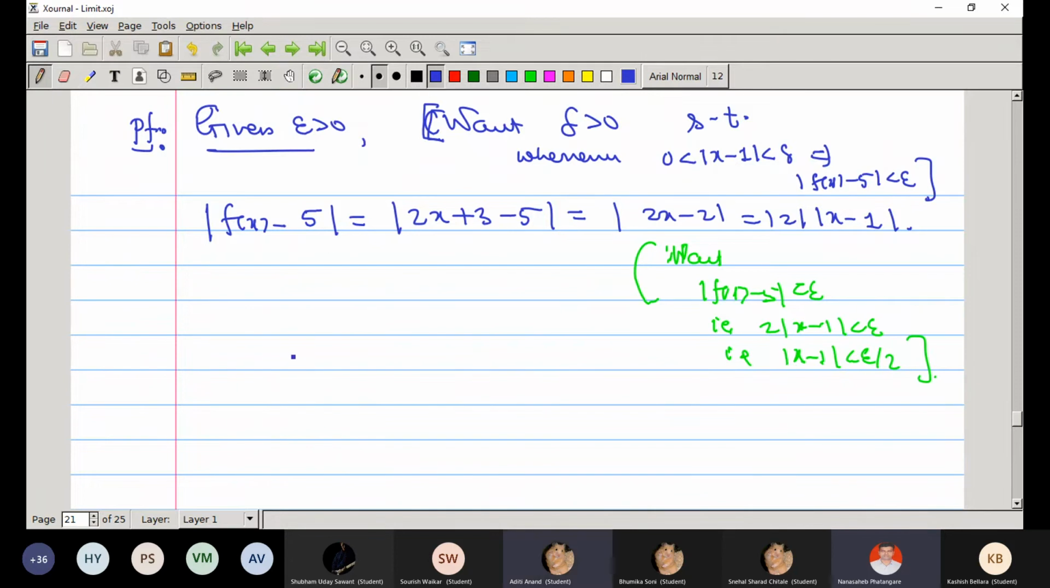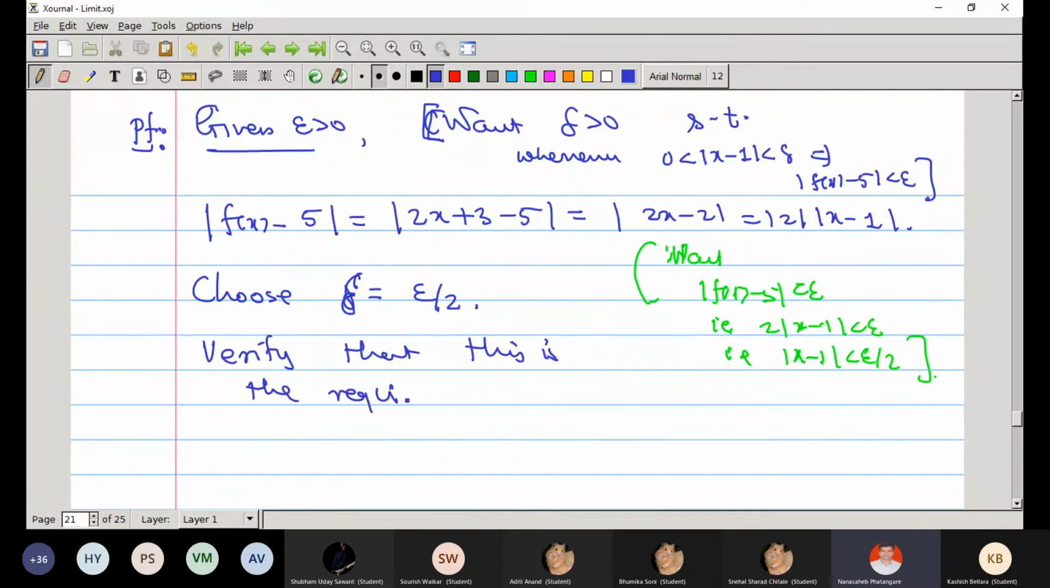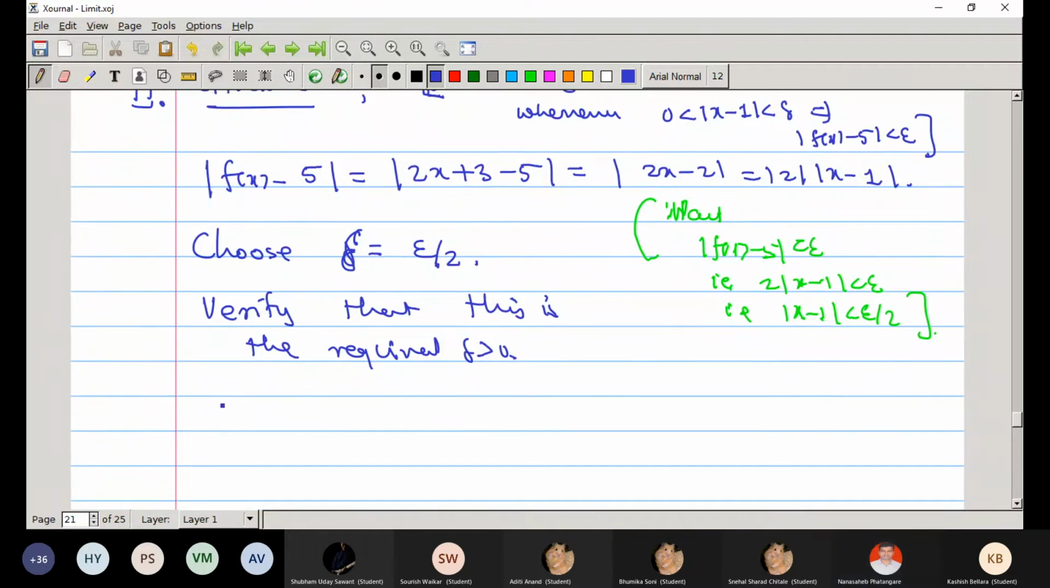Epsilon by 2. Right, so choose delta is equal to epsilon by 2. So here immediately we observe this. Now verify that this is the required delta. Exercise, now verify this.